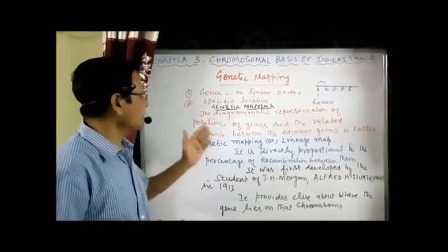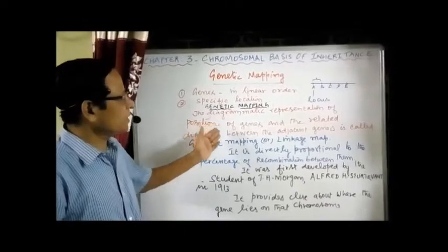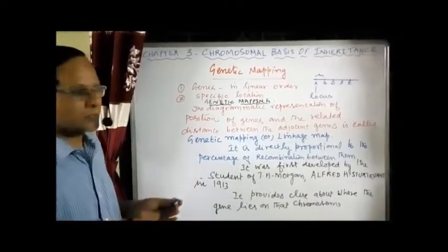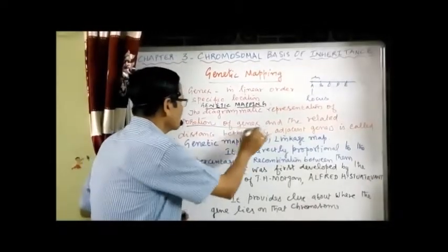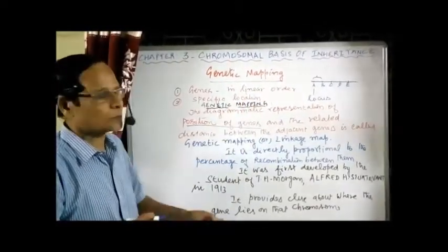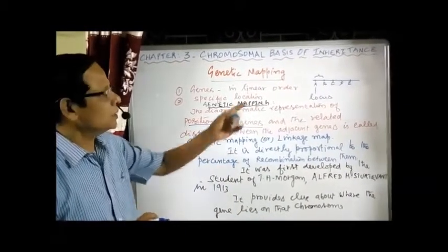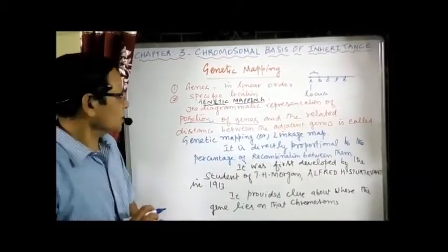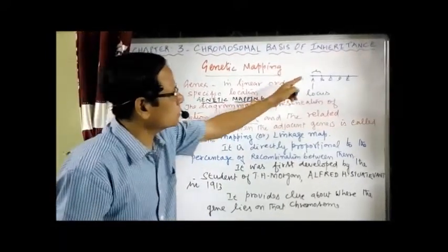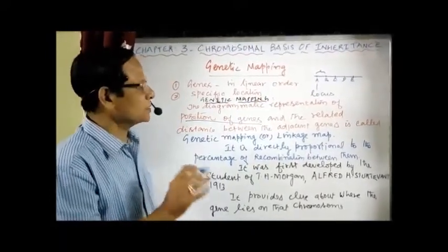Now what is genetic mapping? It is nothing but the diagrammatic representation of the position of genes. You know that one, A in the first position, B in the second position, C in the third position, like that. So it refers to the diagrammatic representation of the position of the genes: first, second, third, like that.